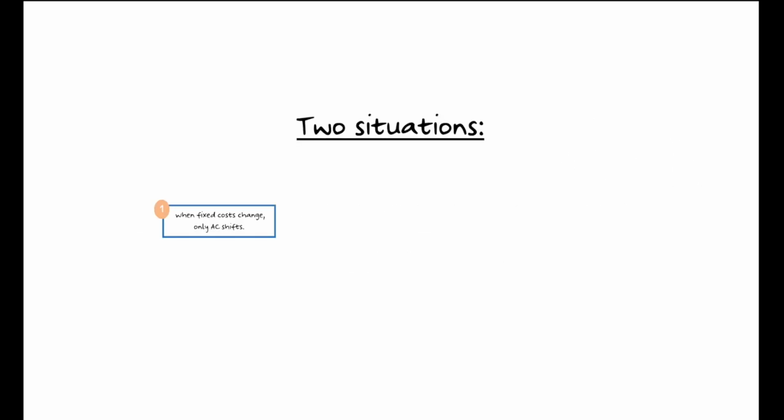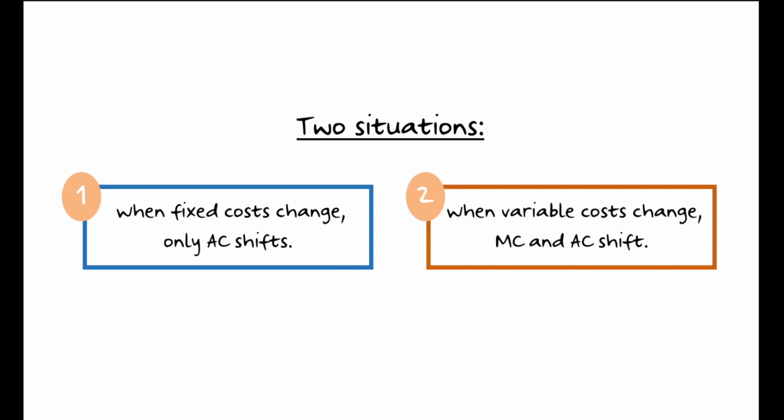Okay, as you recall, there are two situations when we shift cost curves. Situation 1, when fixed costs change, only the AC shifts. On the other hand, when variable costs change, then both MC and the AC will shift. So today we're going to talk about the second situation.